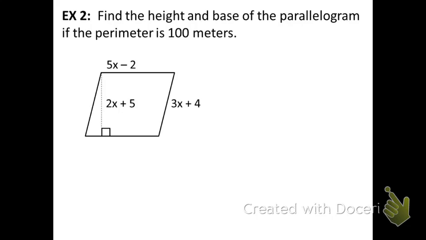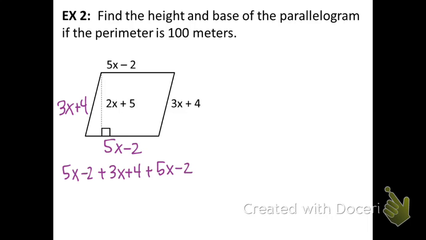Okay, so example 2 says find the height and the base of the parallelogram if the perimeter is 100 meters. So again, I'm going to label things. We know that those two are parallel and congruent, as are the other two sides. And then to find the perimeter, we would add all those sides. So 5x minus 2 plus 3x plus 4 plus 5x minus 2 plus 3x plus 4, and this is all our perimeter. It tells us that our perimeter is 100 meters.